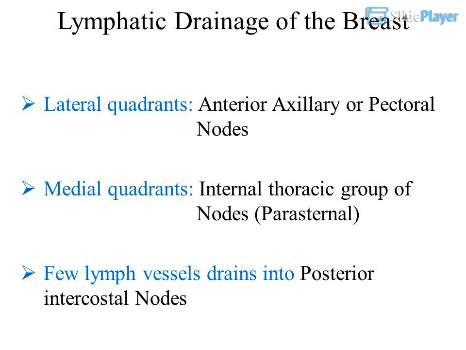Lymphatic drainage of the breast. Lateral quadrants drain to the anterior axillary or pectoral nodes. Medial quadrants drain to the internal thoracic group of nodes, parasternal. A few lymph vessels drain into posterior intercostal nodes.